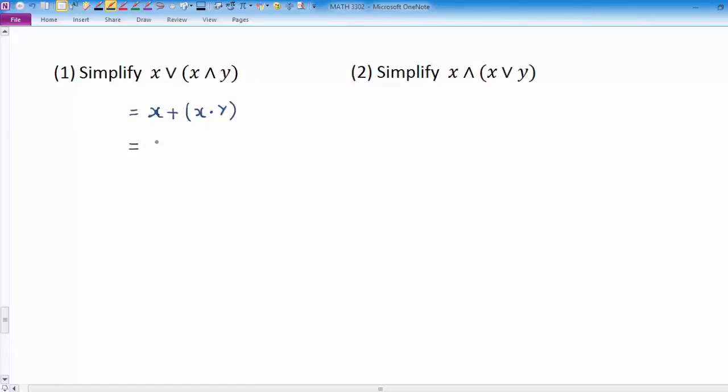I'll try this first property, which is distributing the addition into the multiplication. So I'm going to distribute x plus into x times y. So x plus x becomes x plus x times x plus y. Then this property here is the idempotent property, where it says that x plus x is actually x.